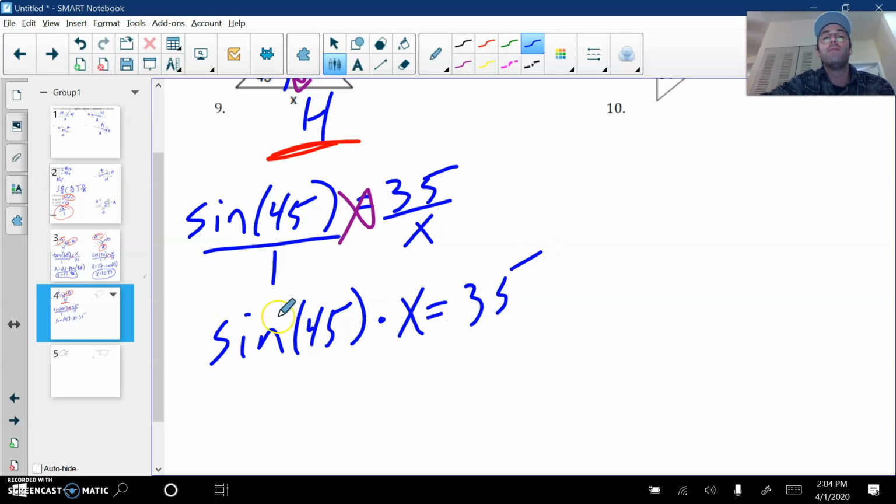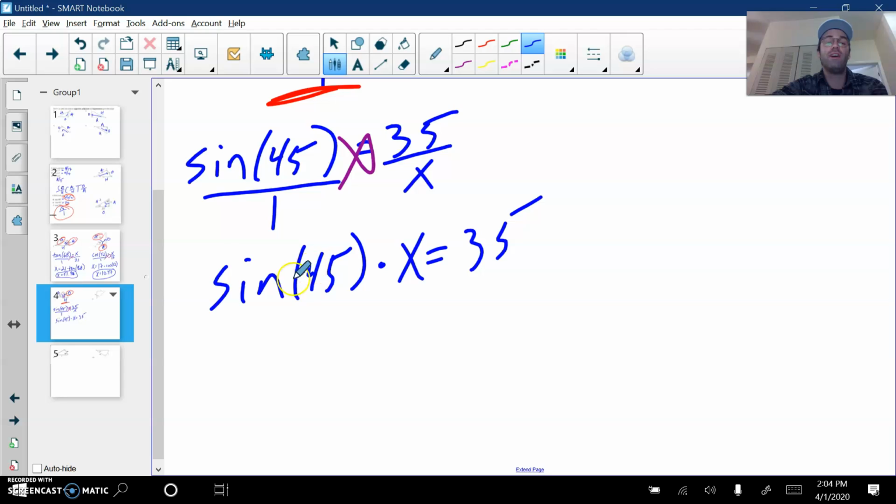Now remember, sine of 45 is an actual number. Sine, cosine, and tangent are operators. They perform operations on numbers, just like a square root function, just like the log function, just like an ln, a natural log. Absolute value is an operator too. They perform operations on numbers. So sine of 45 spits out an answer if I plug that into my calculator. But I need to solve for X.